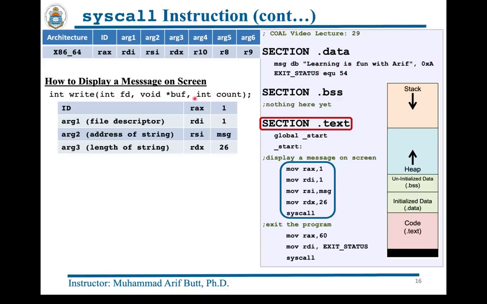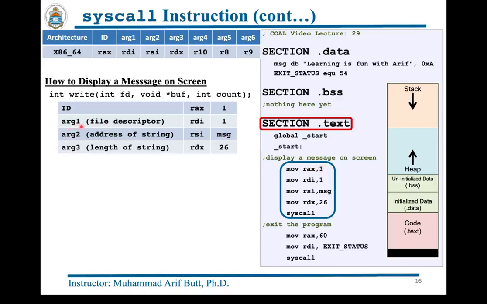Okay, so as we have seen on the previous slide, the ID of the write system call is 1, so we need to place 1 in the RAX register, and this is what we have done over here. Move RAX, 1, that is place 1 inside the RAX register, and remember this 1 is the system call ID of write.